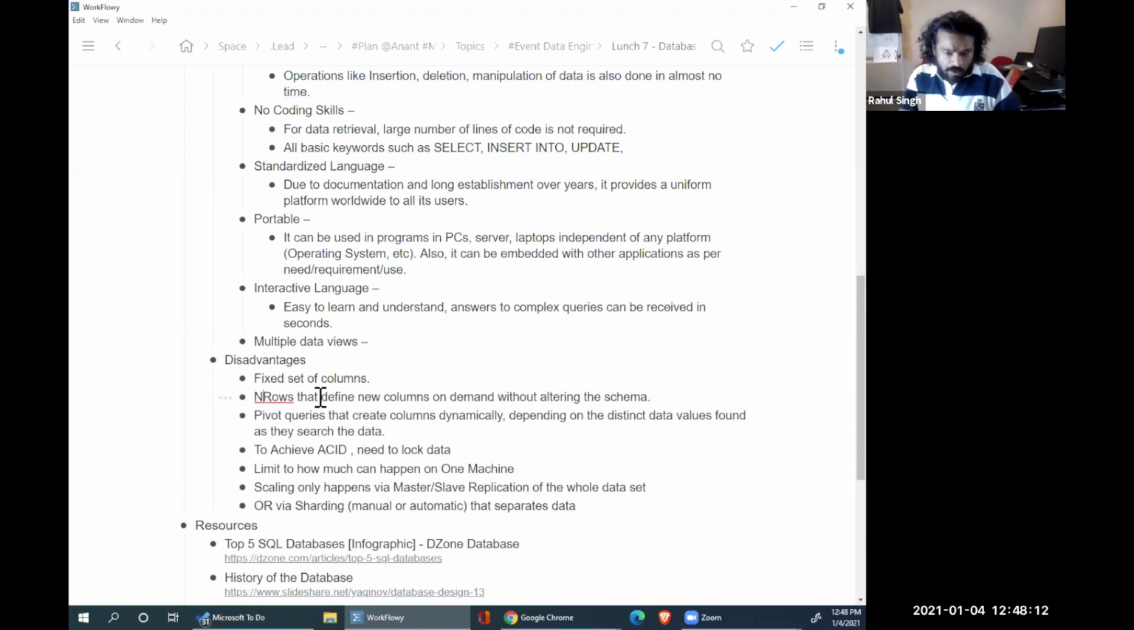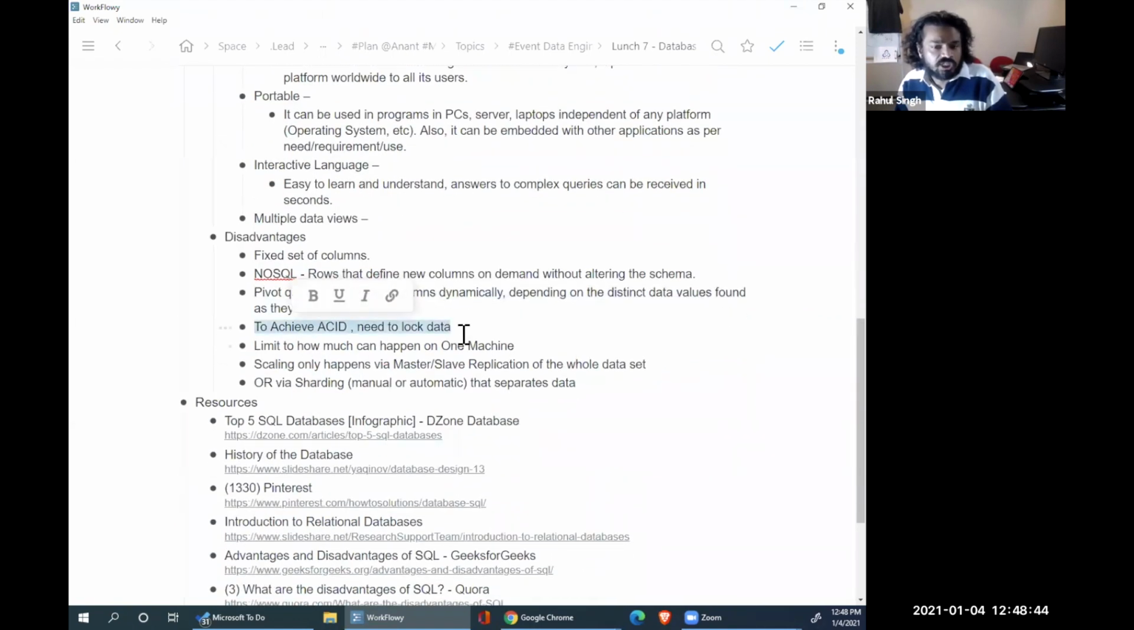So this is a NoSQL feature that people started to really like. I want to add another value, but I don't want to alter the schema of the database itself. Pivoting on queries with dynamic columns, I've seen this happen on some databases, but in MySQL it's not as easy as it is in, let's say, SQL Server. So it depends on what you're using.